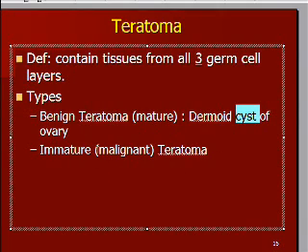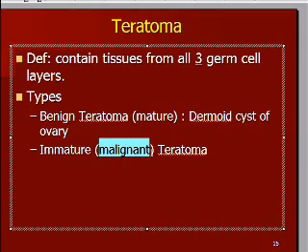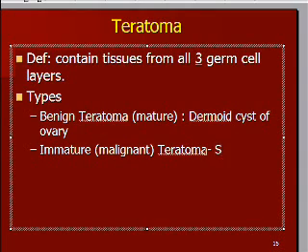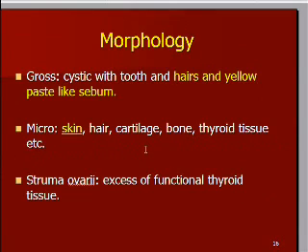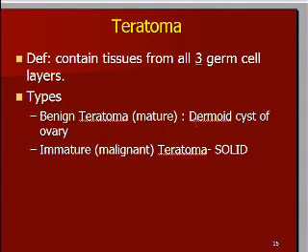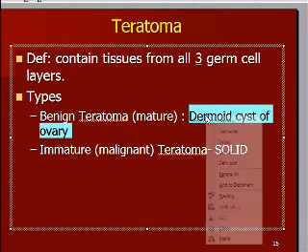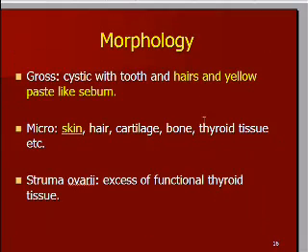But also remember that there are some teratomas of the ovary which are malignant, and if it is a malignant teratoma, we also can call it an immature teratoma, and invariably in this case it should be solid. So what is the morphology of the benign cystic teratoma, or what is the morphology of the dermoid cyst of the ovary?